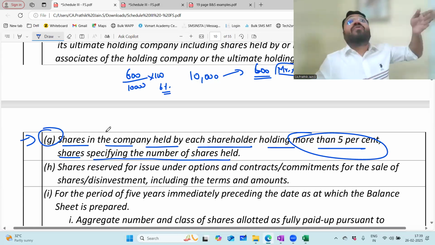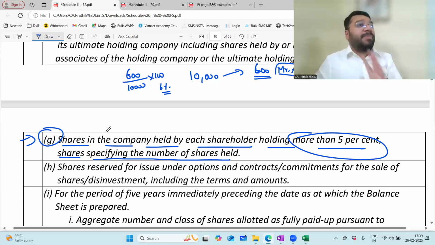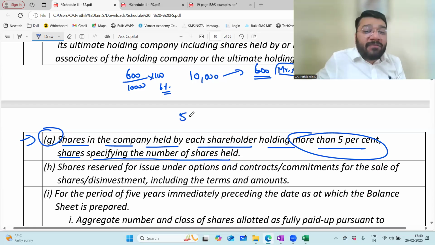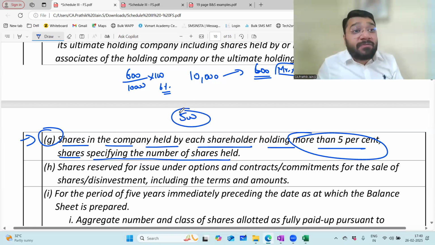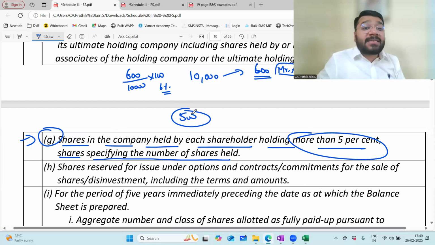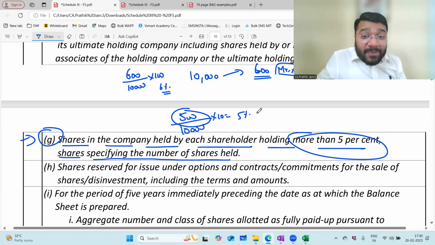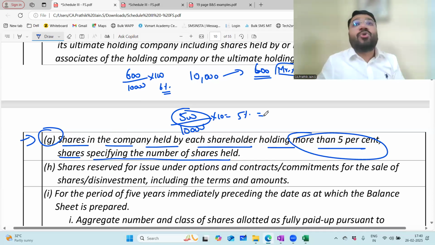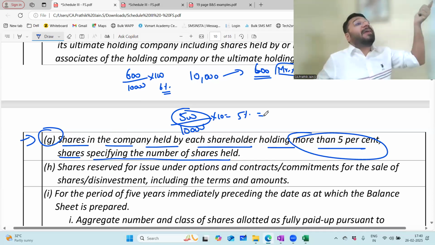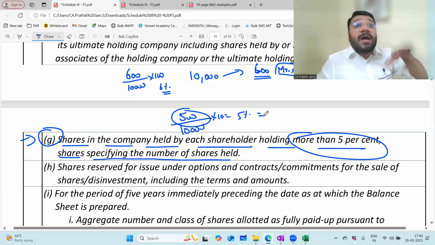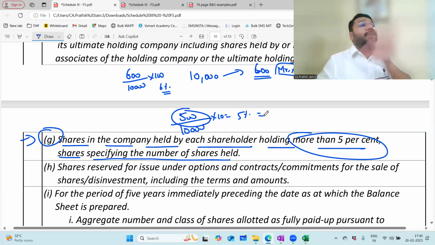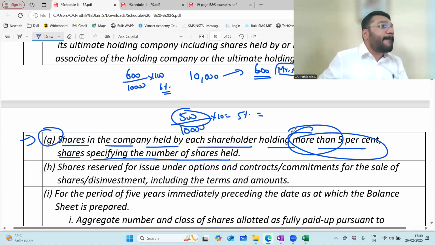It is more than 5%. They never say up to 5%. More than 5%. Which means if Mr. X is holding 500 shares, do I need to disclose this information? No. Because 500 out of 10,000, how much percentage? 5% only. It is 5% holding. So only holding more than 5% we have to disclose. Up to 5% holding need not be disclosed. People can confuse you with more than and up to.